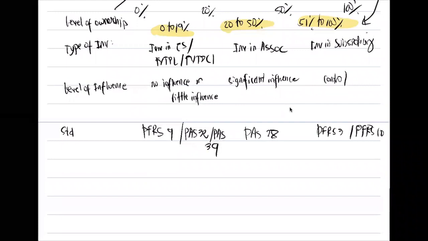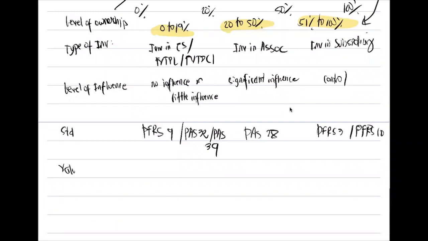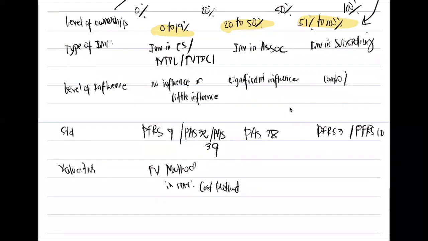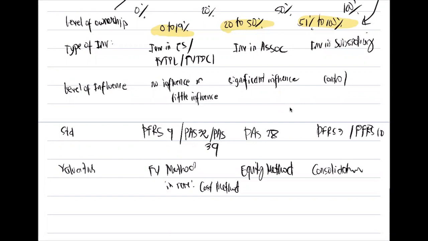Now, as to the valuation using the standard. So under 0 to 19%, the valuation applied is fair value method. But in rare instances, we can use your cost method in case the fair value cannot be measured. Next, you have your 20 to 50% under PAS 28. The valuation method used is known as your equity method. And on 51 to 100%, the valuation used is known as your consolidation.